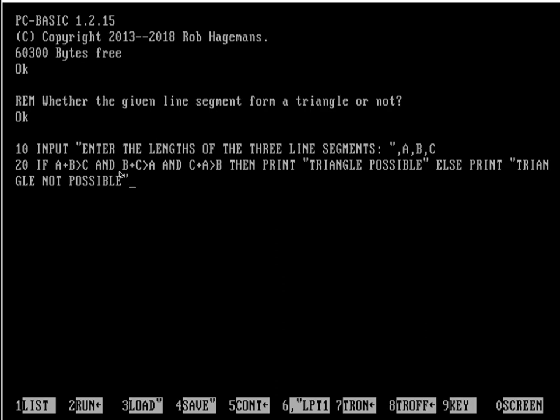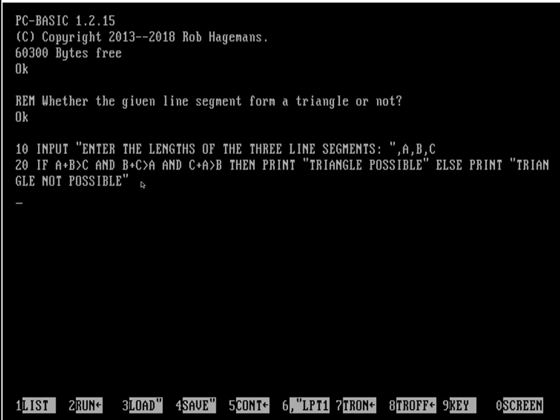Alright, so we know that in case of any triangle, the sum of the lengths of any two sides is always greater than the third side. So this is the code which actually checks the statement. So here is our code.